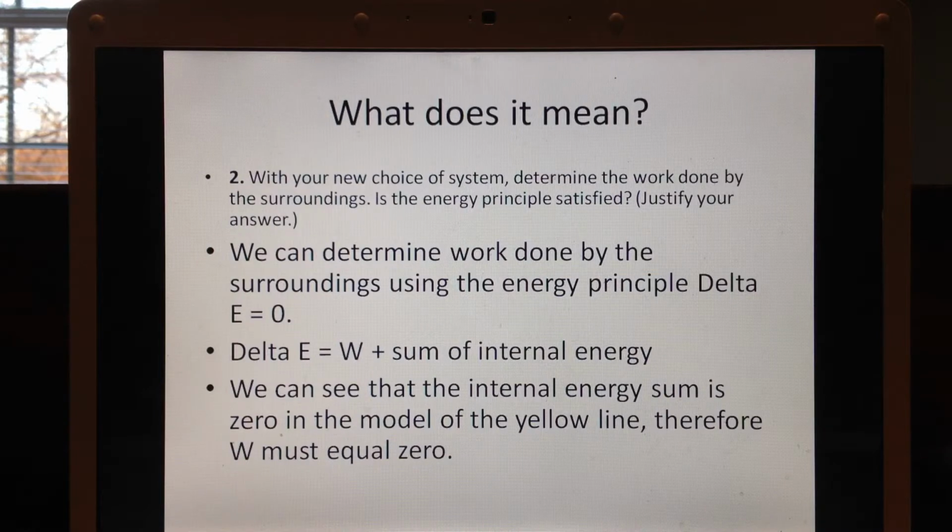With your new choice of systems, determine the work done by the surroundings. Is the energy principle satisfied? The energy principle says that delta E equals 0. That is satisfied, and we could see that from our graph earlier that showed that the sum of all the energies is equal to 0, with the yellow line just going along the axis, which means that there is no surrounding work, so W equals 0.